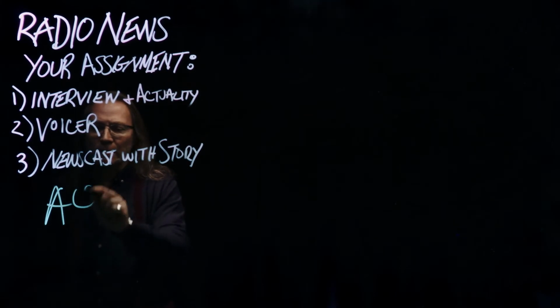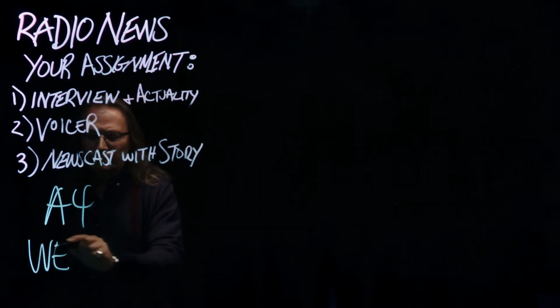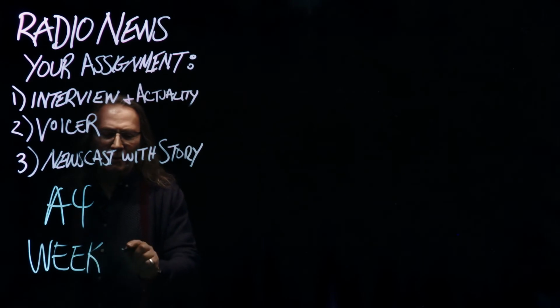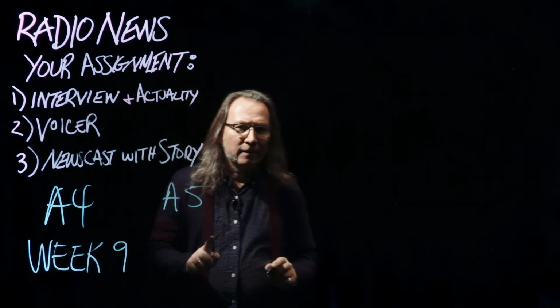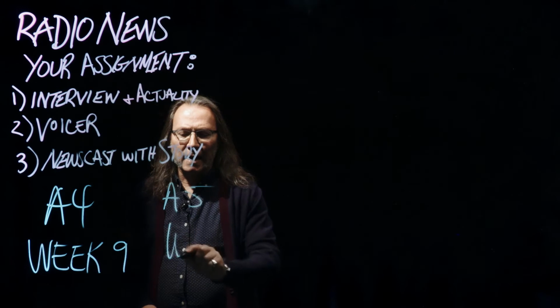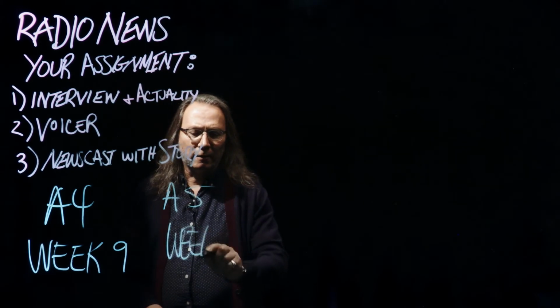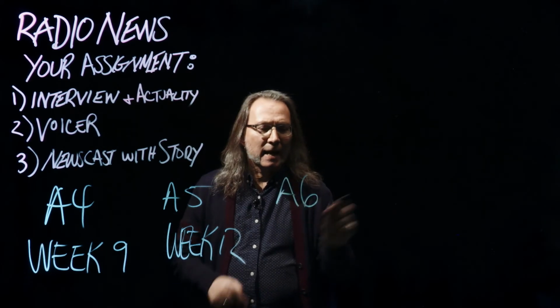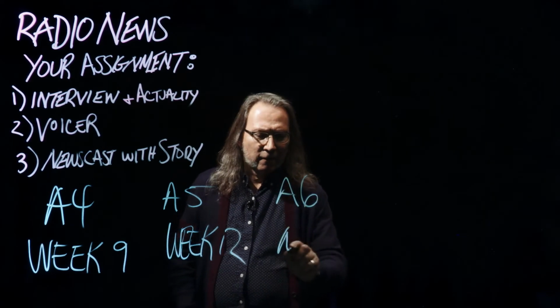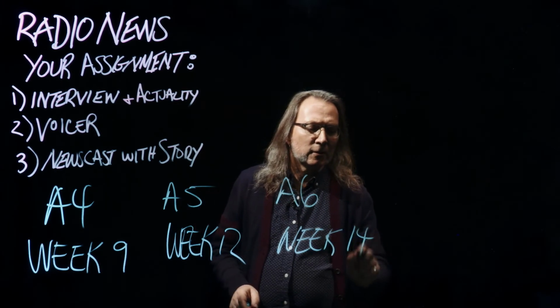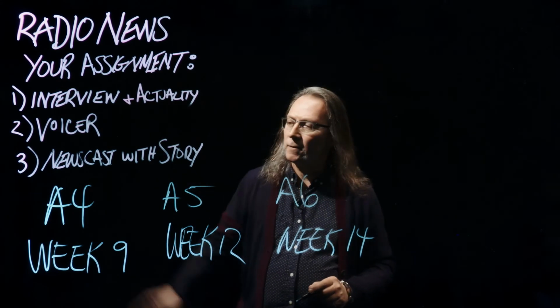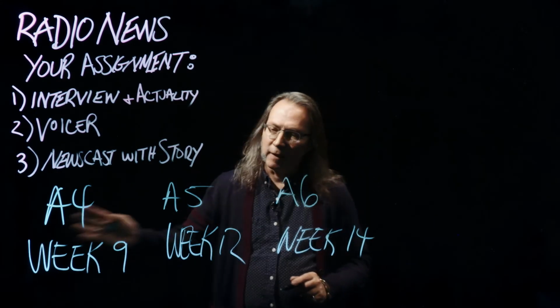A4, we did in about week 9. You did an interview, and then you had to come back to class and pull an actuality from it just as you would in a newsroom. And then you got some feedback on it. And in A5, you had to write a voicer, and that came in about, let's say, week 12. And you got some feedback on it. And then you had to write a newscast, A6, in about week 14. And that newscast needed to include a copy story based on the interview that you did in A4. And you develop that and see how it flows.